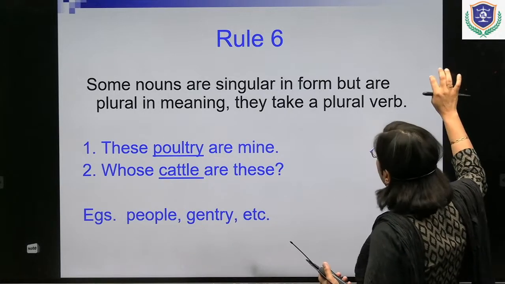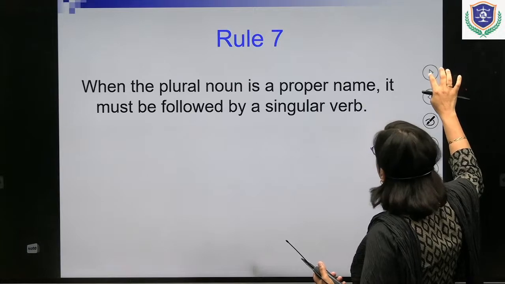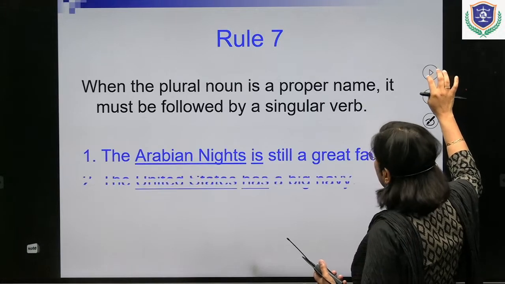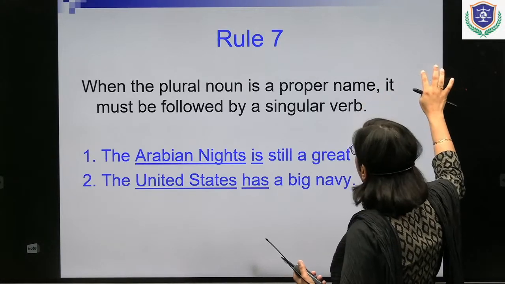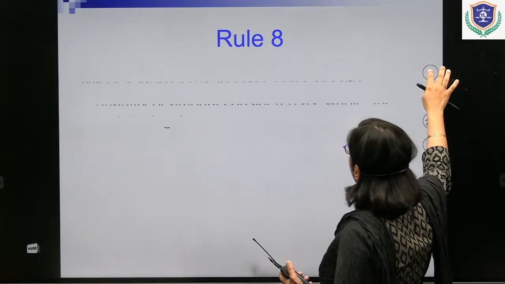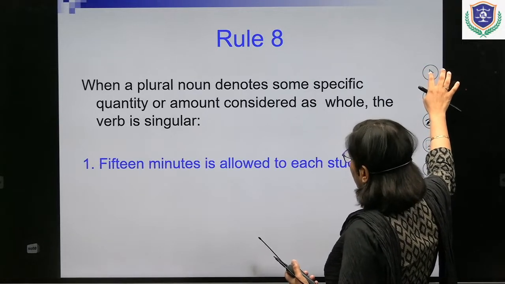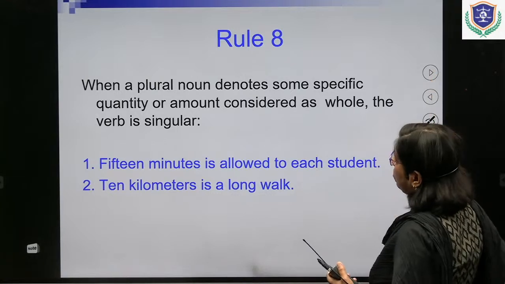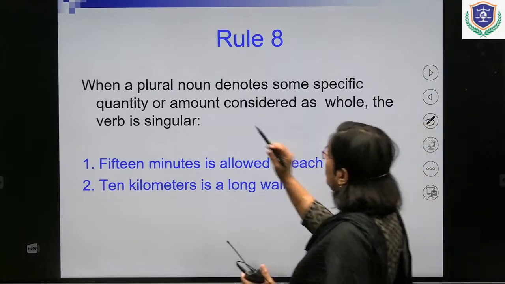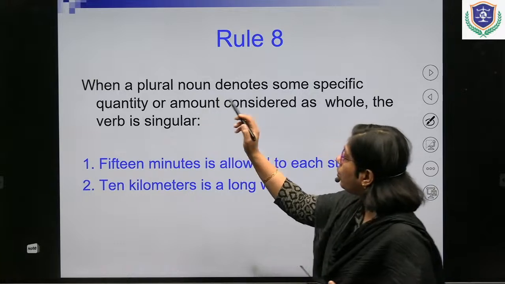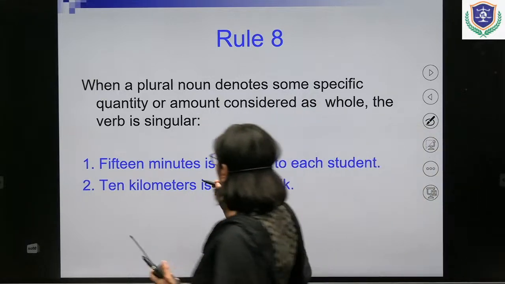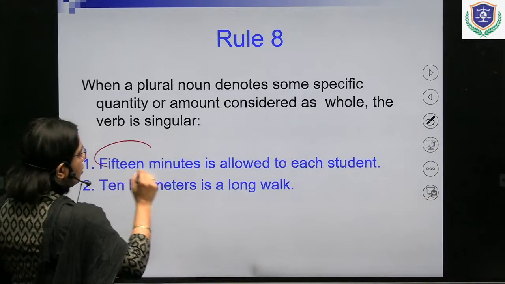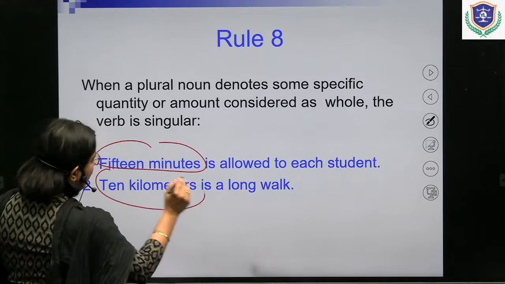You just need to pay a little attention, and this is nothing of much use, but okay, now this is an interesting rule which says that, it's written, when a plural noun denotes some specific quantity, we have 15 minutes, 10 kilometers.